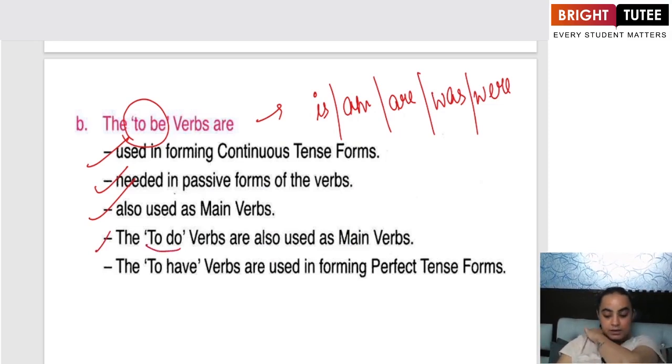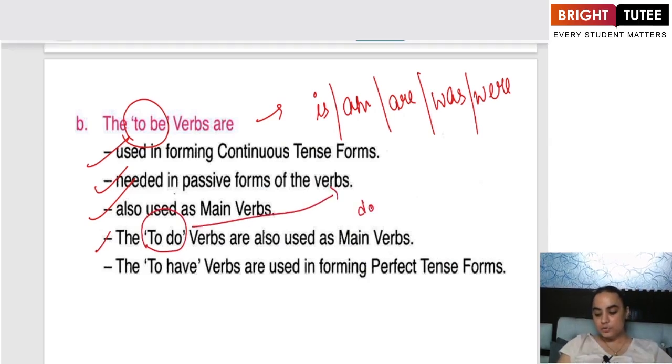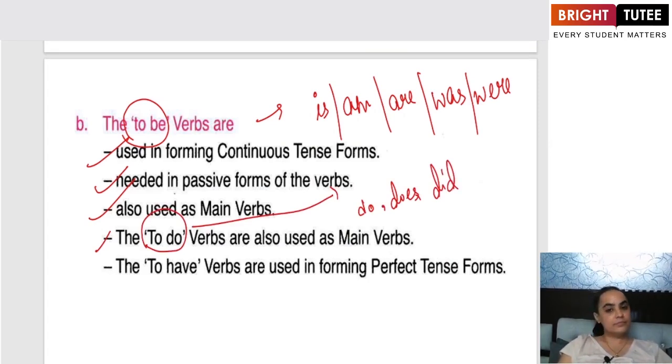At times we can use the to do verbs. What are the to do verbs? Do, does, did. At times, these verbs are also used as main verbs. She did her homework. She does not live here, let's say. So here I use them as the main verbs.